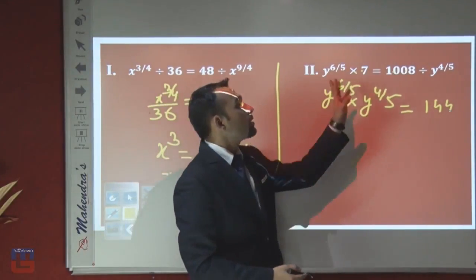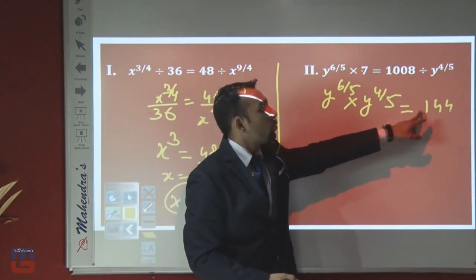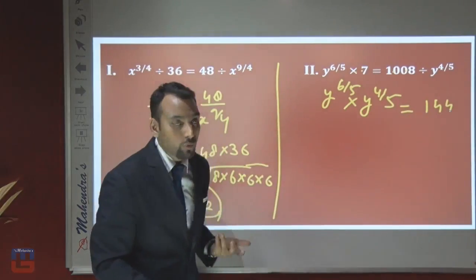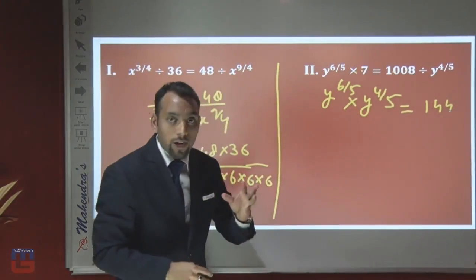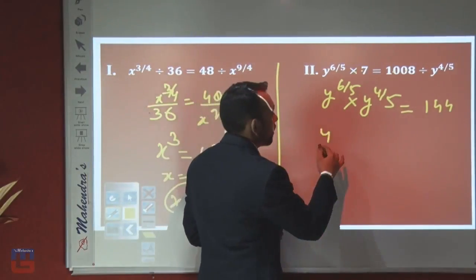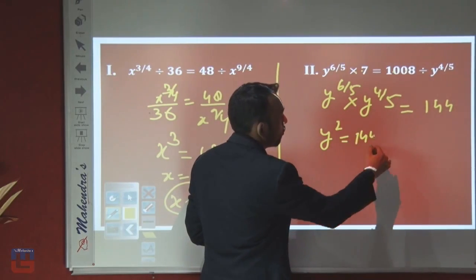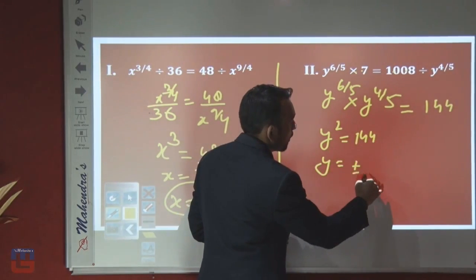Alright, because you can see 7 1 times 7 is 37... 4, then 7 4 is 28, so you will get 144. 6 plus 4 is 10, divide by 5, you will get 2. So y to the power 2 will be 144. So you can say that y is equal to plus minus 12.